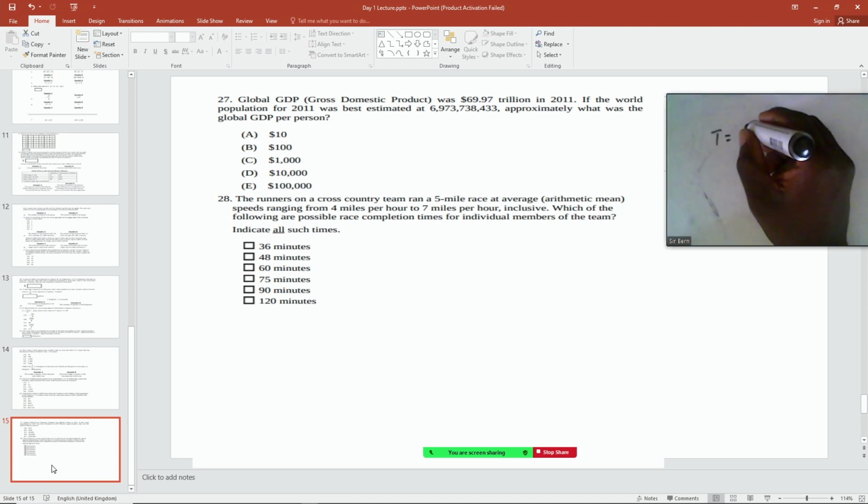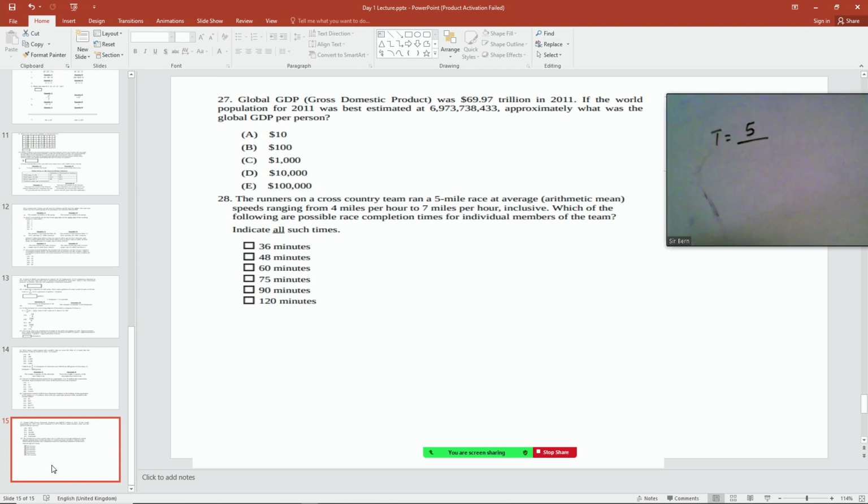So the distance is 5 miles, divided by the speed they used, and the range was from 4. If it is 4, the time they completed will be 5 over 4, which will give us 1.25 hours. In minutes, that is 60 minutes plus 1 over 4 of a minute. 1 over 4 of 60 will give us 15. So 60 plus 15 gives us 75. So 75 minutes. Then the other side was 7 miles.